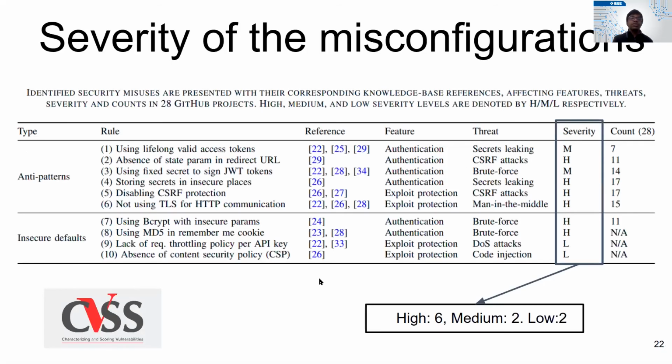Now I'll talk about the severity of the misconfigurations we have found. To measure the severity of the 10 misconfigurations, we use the common vulnerability scoring system. In this regard, we consider two criteria from the literature: the attack difficulty and the attack gain. Based on these attack vectors present in the literature, we assign 10 misconfigurations as having high security severity, and 2 of them medium and 2 of them low. The details can be found in the paper.